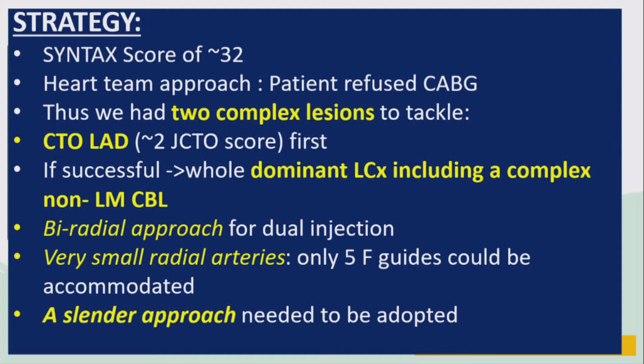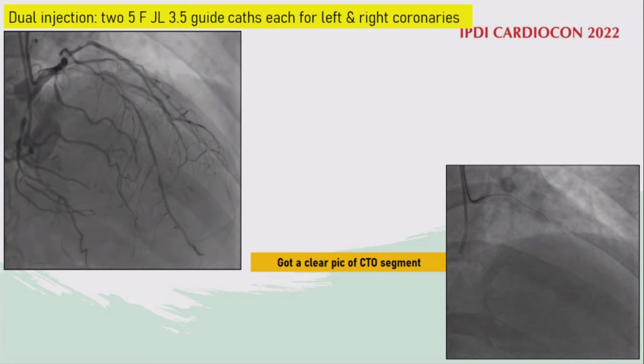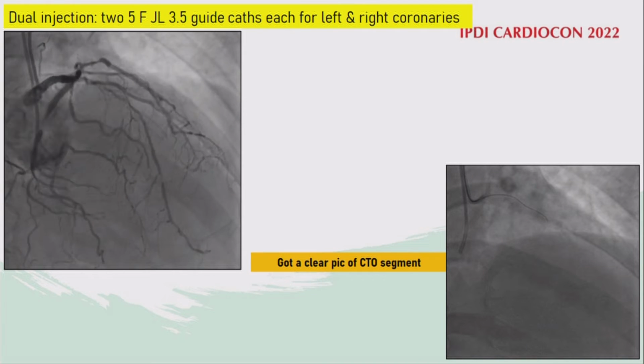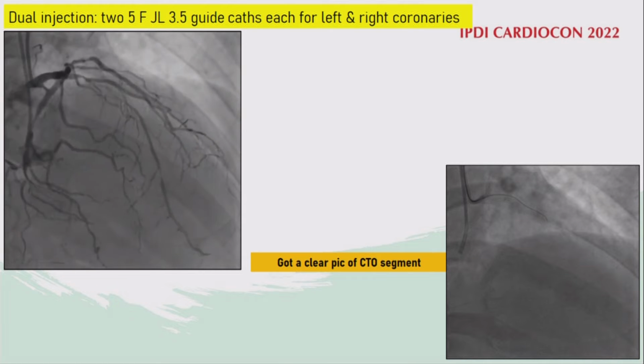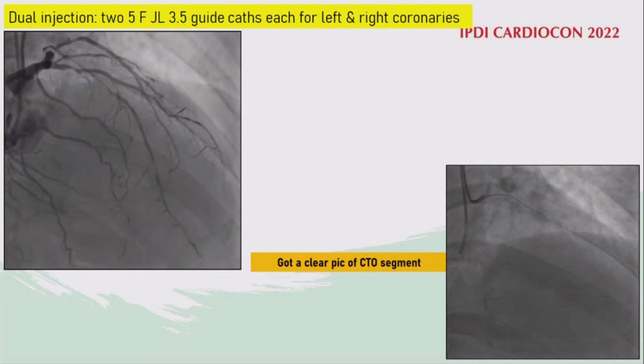We generally go for bi-radial approach for CTOs in our center with dual injection, and given that this patient had very small radial arteries, we are also quite accustomed to performing slender CTOs with 5 French guides, which small radials would accommodate. So we decided to adopt this slender CTO, and here we did another interesting thing. We took 2 5 French JL guides, one for the left as well as the right, because we know that the RCA can be engaged with the JL, and we only needed the JL for dual injection, at which point we needed to engage the RCA.